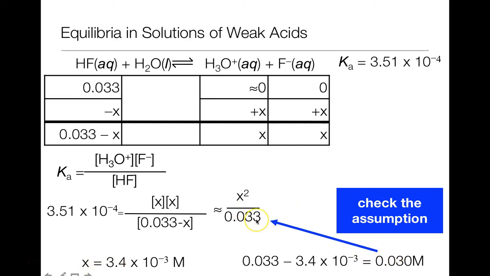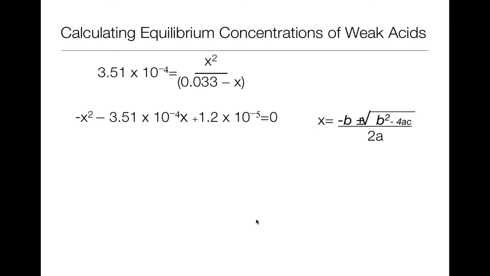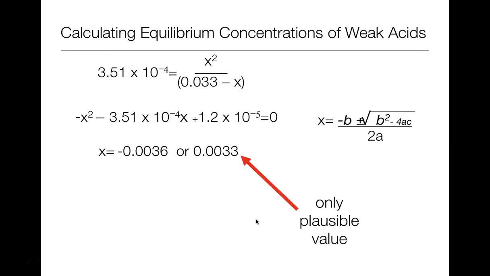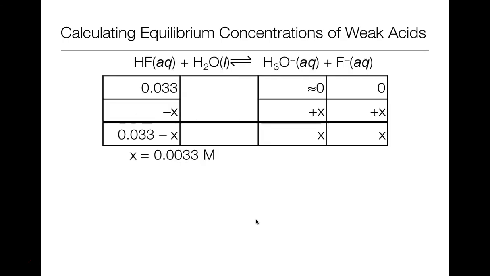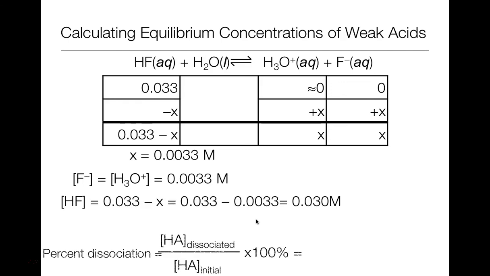When this assumption is broken, that means we have to use the quadratic equation. We go ahead, we do it the long way. We get a negative value and a positive value. Our only plausible value is the positive one. Plug it in. We know our concentration of fluoride and hydronium equal x. The concentration of HF, we already solved for.